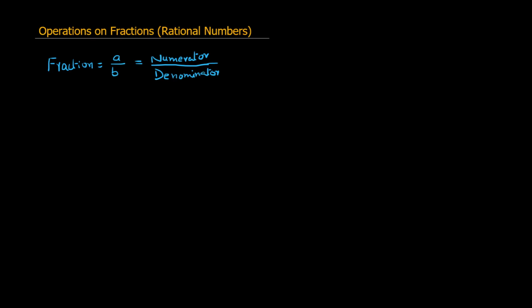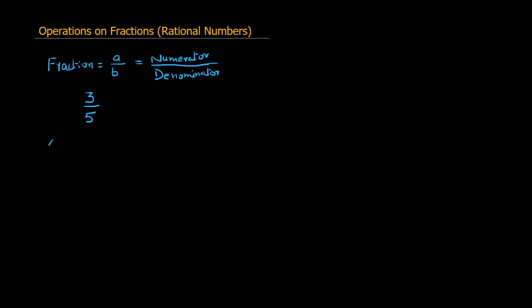For example, 3 divided by 5 is a fraction, where 3 is the numerator and 5 is the denominator. And any number which can be represented in this fraction form is a rational number. So I'm just writing rational numbers side by side so you can understand that all fractions are basically rational numbers. Now, there are a few very important things about fractions.